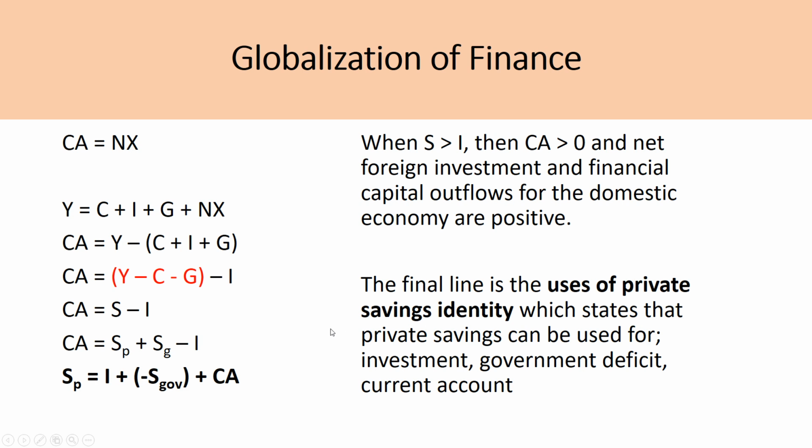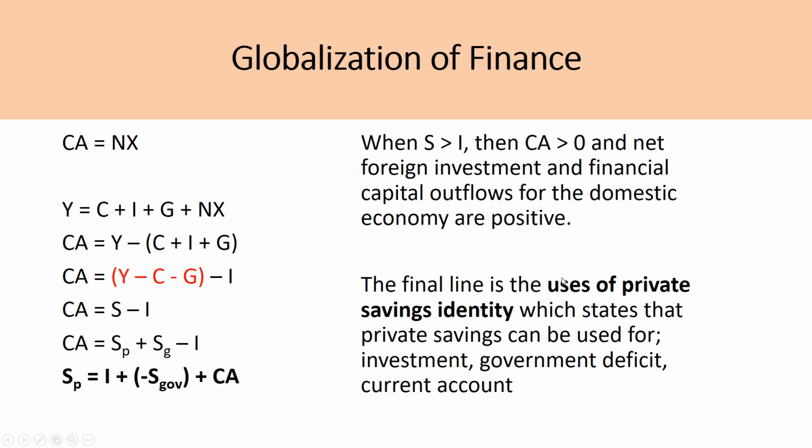I've kind of rushed through this, so you might want to take a look at this a little bit, but let's speak to this. When savings exceed investment, then the current account is above zero, and net foreign investment and financial capital outflows for the domestic economy are positive. So when an economy saves more than it invests, that difference will be sent out of the country. It won't just sit around, it will be put elsewhere, employed in the international markets.